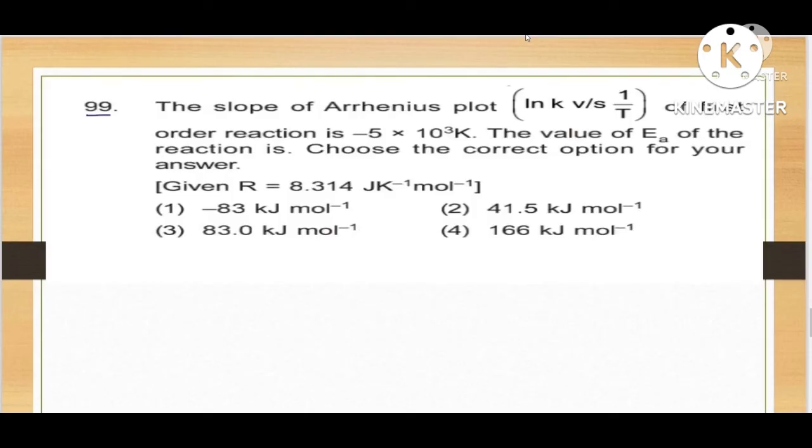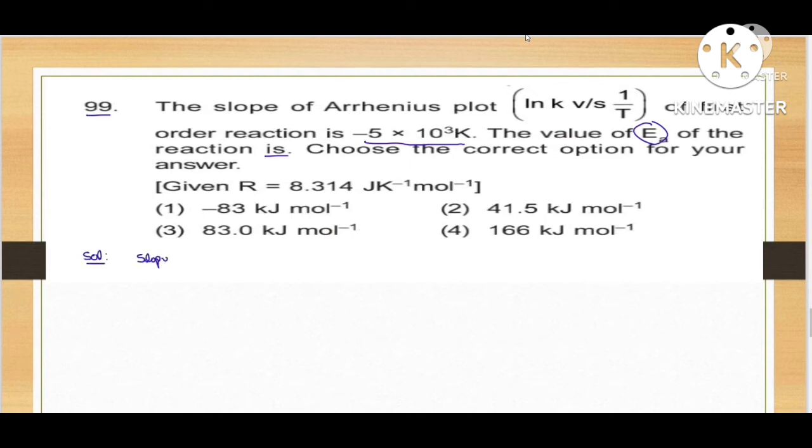Now let us discuss 99. The slope of the Arrhenius plot, ln k versus 1 by T, of a first order reaction is given. What is the value of the activation energy of the reaction? Okay, now let us write the given data.